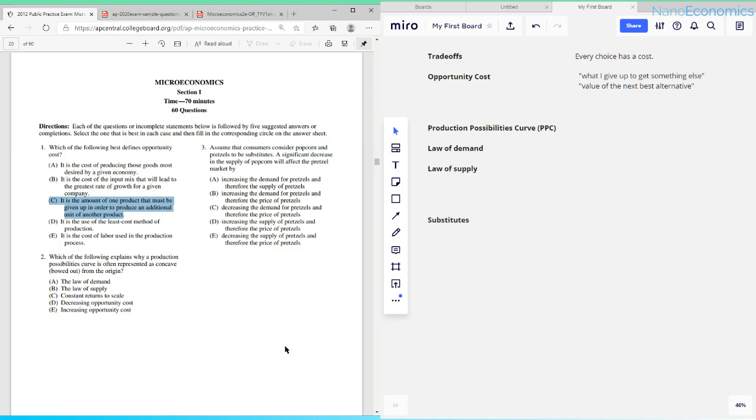But again, it's not related to either what we're giving up to get something else or the value of what we would be doing instead. Kind of comparing what we do with this time and money and resources to what we would be doing instead of this specific activity.